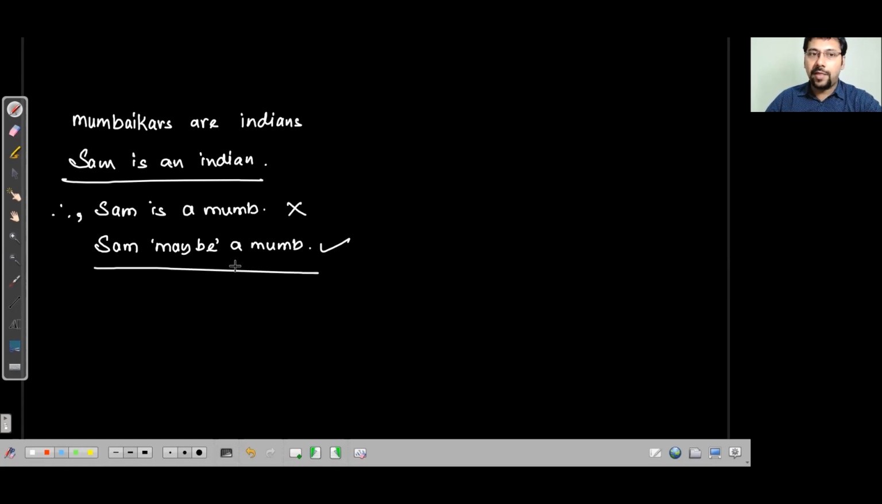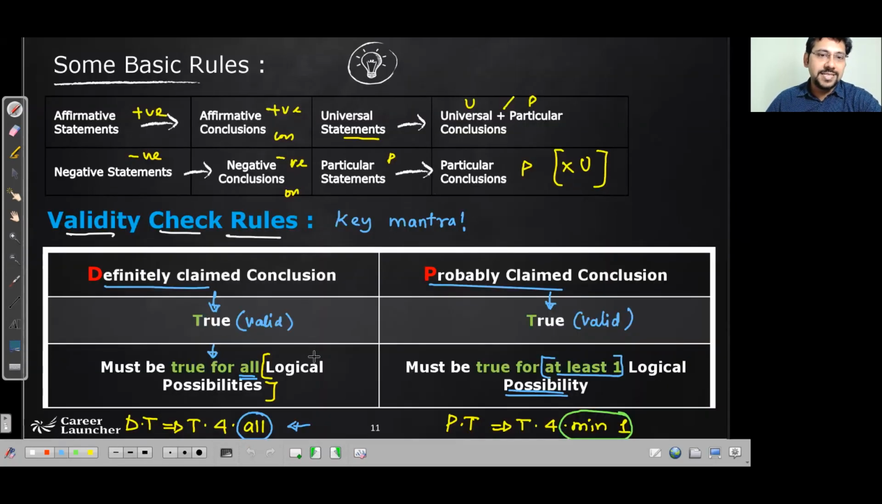You can pause the video and think about it for a while. This is logically very true, and I've given a sound example. If all Mumbaikars are Indians and Sam is definitely an Indian, calling Sam a Mumbaikar is a problem, but calling Sam probably a Mumbaikar is not a problem.